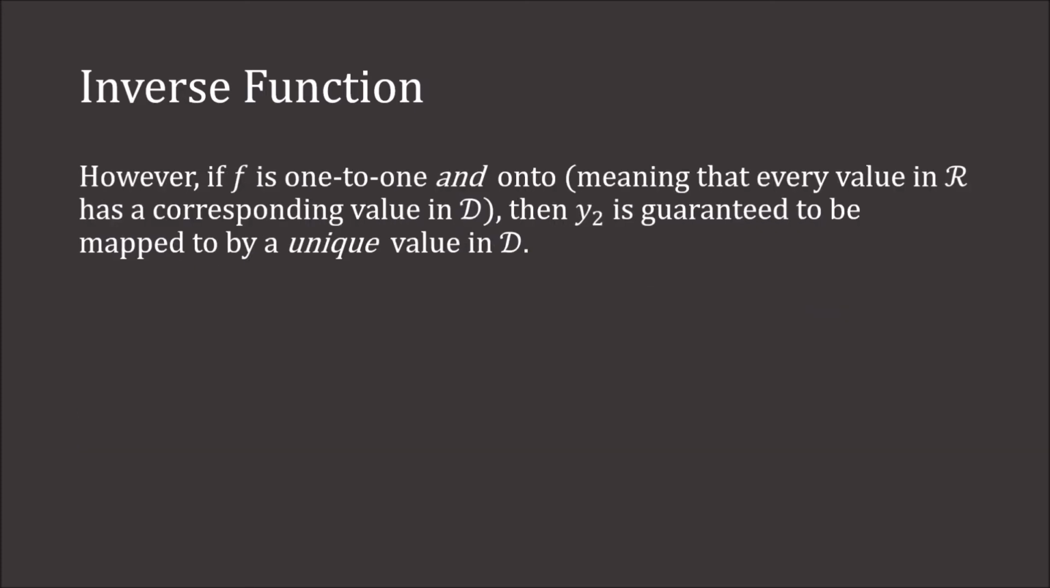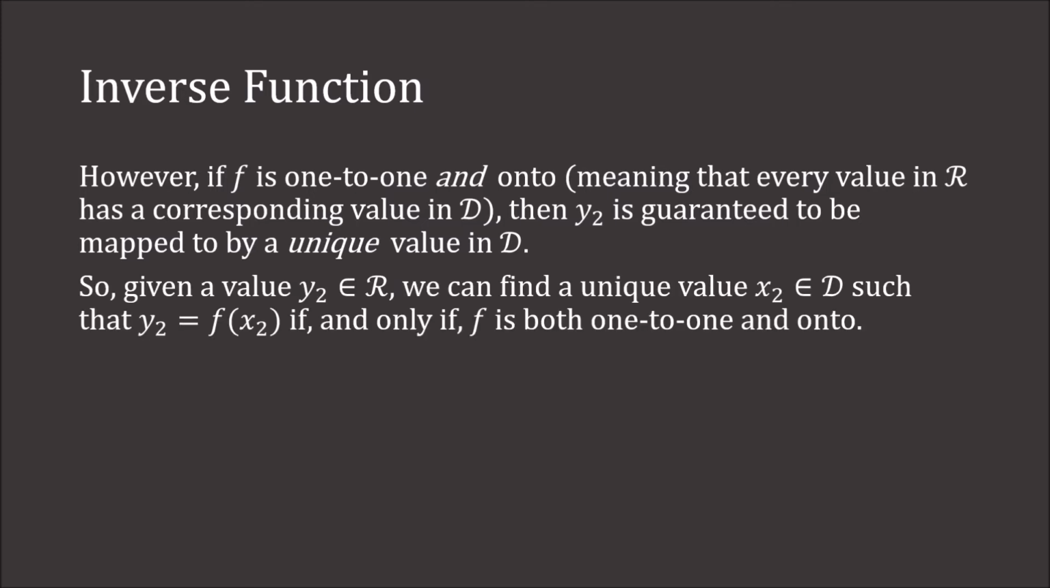However, if f is 1-to-1 and also onto, which means that every value in R has a corresponding value in D, then y2 is guaranteed to be mapped to by a unique value in D. That is, given a value y2 in R, it is possible to find a unique value x2 in D such that y2 is equal to f of x2. And we can only do this if and only if f is both 1-to-1 and onto.